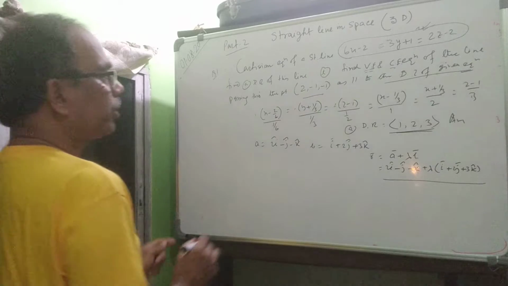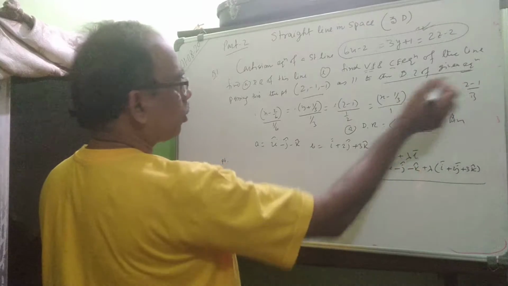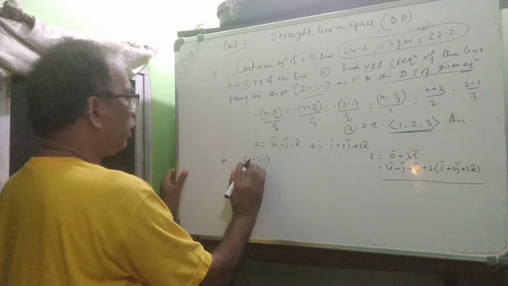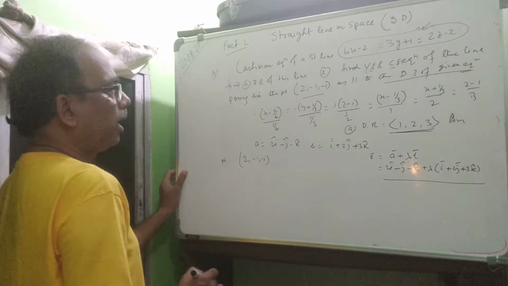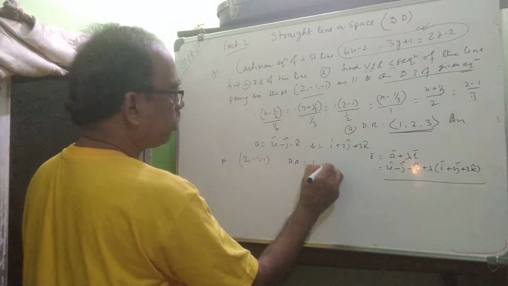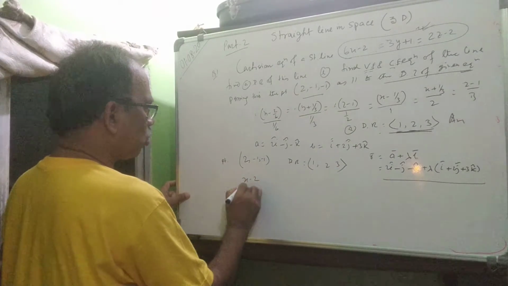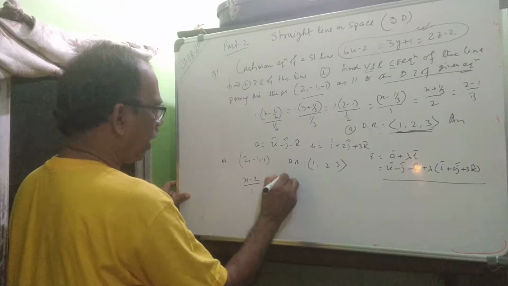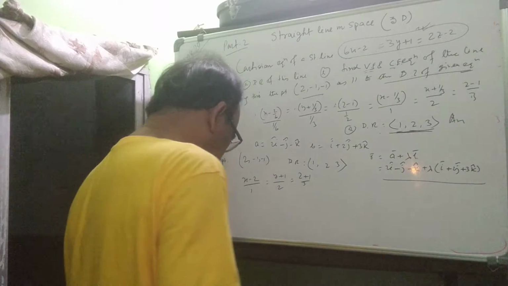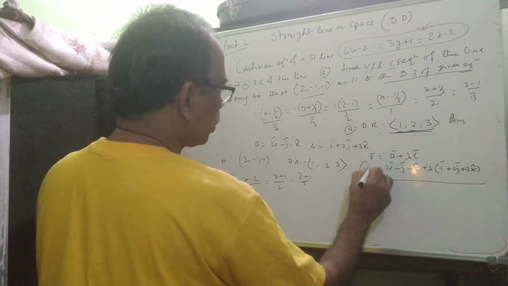To find the Cartesian equation, the point is (2, -1, 1) and the direction ratio is 1, 2, 3. The line is parallel to the direction ratio, that is (x - x1)/1 = (y + 1)/2 = (z + 1)/3. This is the Cartesian equation of the given line, and this is the vector equation of the given line.